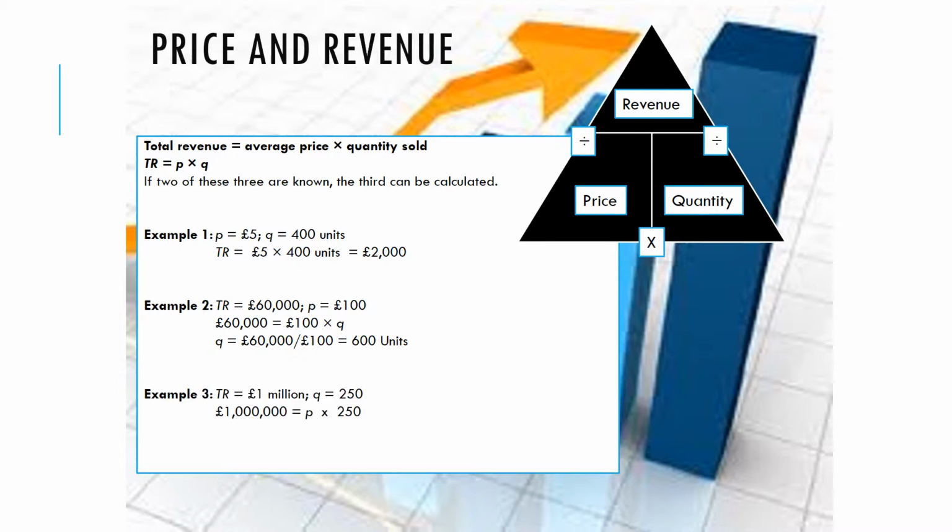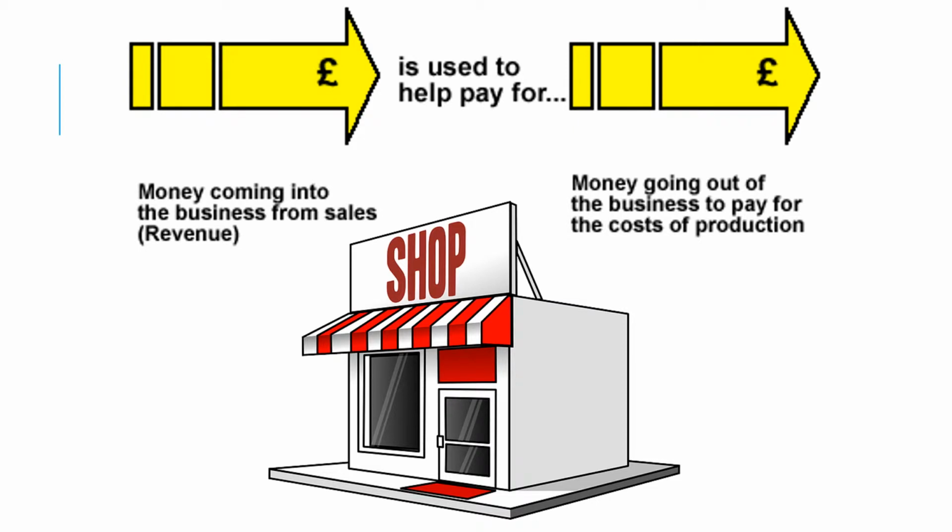The third example, total revenue is £1 million and quantity is 250. You might want to pause the video for a second and see if you can work out the price. Well, the price, quite simply, would be the revenue over here divided by the quantity would give us price. So £1 million divided by 250 would give us the price, which is £4,000. Probably not sweets in this example, as that would be pretty expensive for a sweet, I grant you. Okay, so that's money coming into the business from sales or revenue and how we work it out.